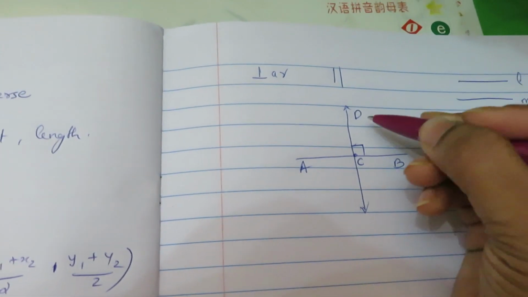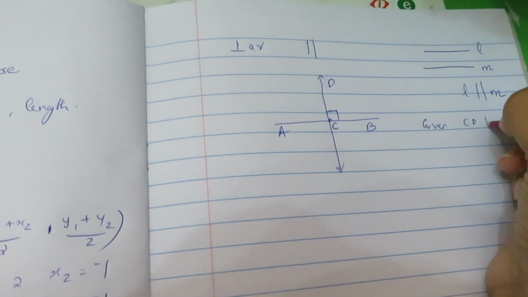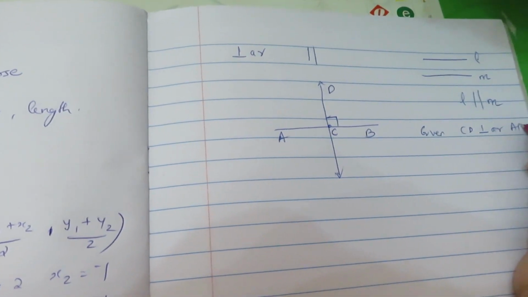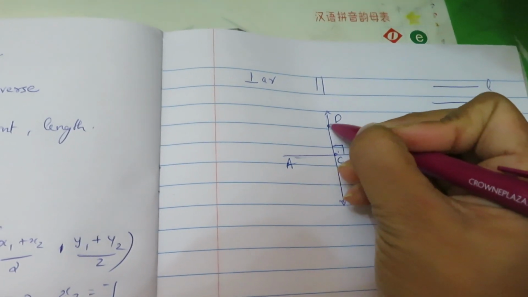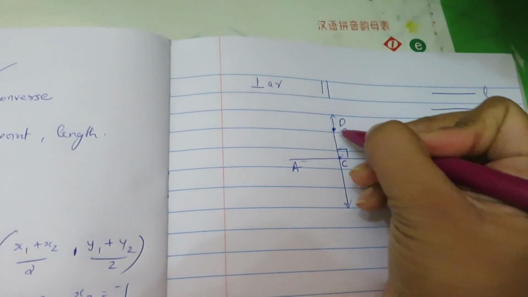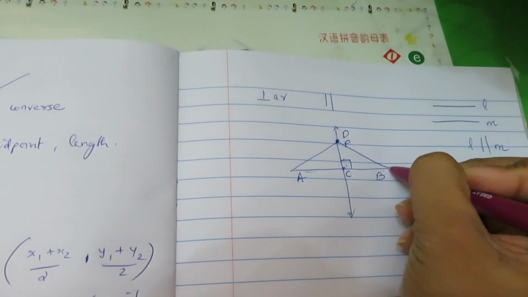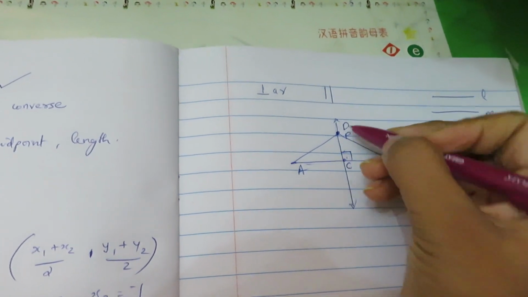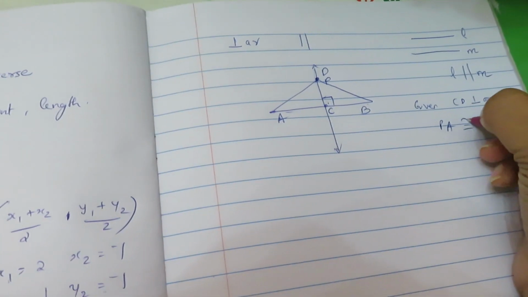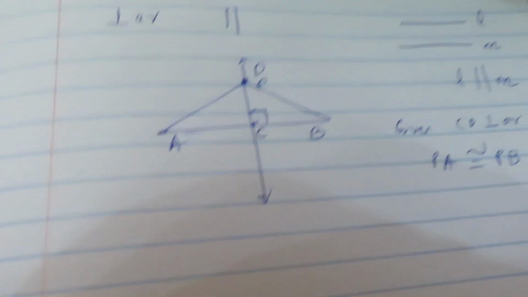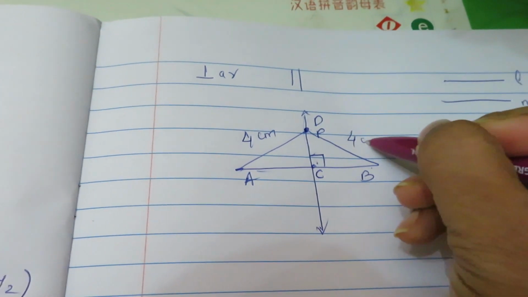Now, what is my perpendicular bisector theorem? Given CD is perpendicular to AB, any point P on the line will be of equal length to the endpoints. PA is going to be equal to PB, or you can use the symbol congruent: PA is congruent to PB. So suppose you measure this and find it as 4 centimeter. This is going to be 4 centimeter.